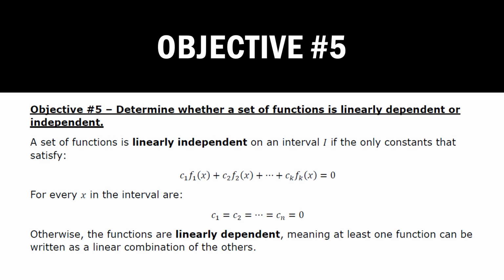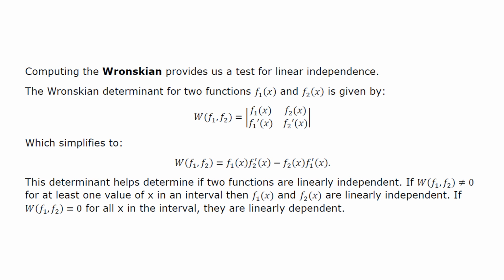In computing, the Wronskian provides us a test for linear independence. The Wronskian determinant, and I'm pretty sure I'm pronouncing that incorrectly, when used, allows us to run this test. Let's say we have two functions. Again, you might have 3 functions, 4 functions, but for this case, we're just going to have 2. And they're given by f sub 1 of x and f sub 2 of x. We're first going to substitute both functions into our Wronskian test.